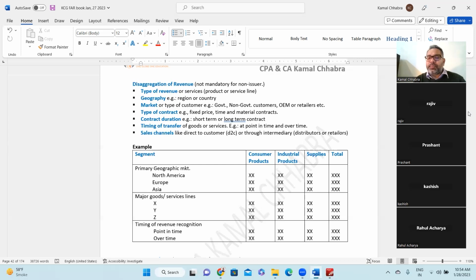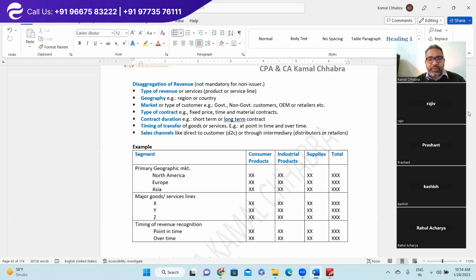Whether you are selling to OEMs or whether you are selling to the reseller. Type of contract, you have fixed price contract, you have time-based contract, you have material contract, right? Contract duration, you have short-term contract, long-term contract, point in time, over the period of time, right? Timing of transfer of goods and services. Last one is sales channel, like D2C or through intermediary distributor channel or retailer channel, right?